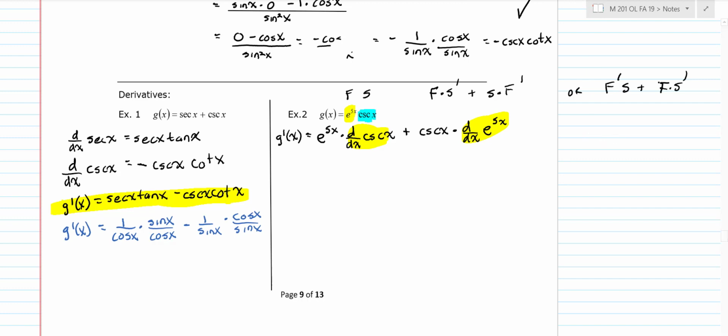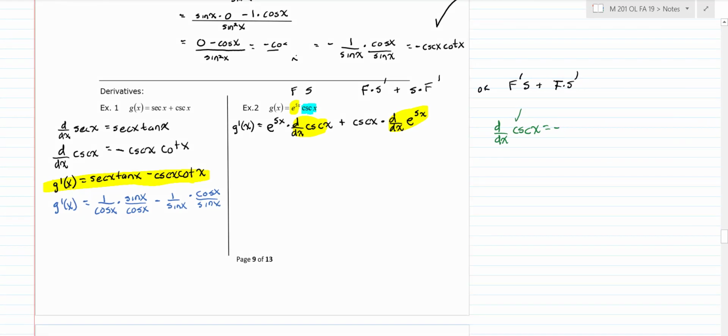There's a couple of rules for each one. I'll write the rules over at the side here. We looked at this in the last problem: the derivative of cosecant of x. The way I remember this is that it begins with c, so I know that derivative's negative. The derivative of a cofunction is always negative. And then it would be cosecant x cotangent x. And then the derivative of e to the 5x goes like this.